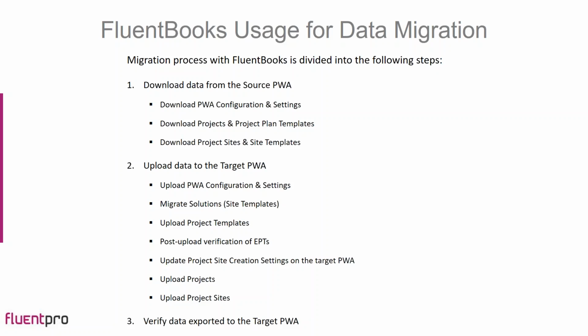The upload process is more complicated, and usually, as we noticed in our migration projects, it takes more time than the download, and there is a specific sequence of steps that should be followed during the upload. Configuration and settings is always uploaded first to the target PWA. Then site templates and project templates should be migrated and added to the configuration. Enterprise project types should be updated and verified before upload of projects and project sites.